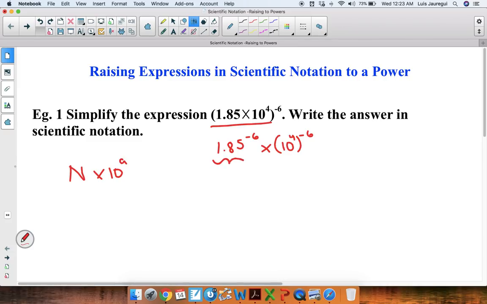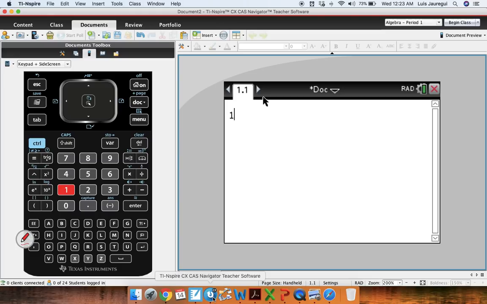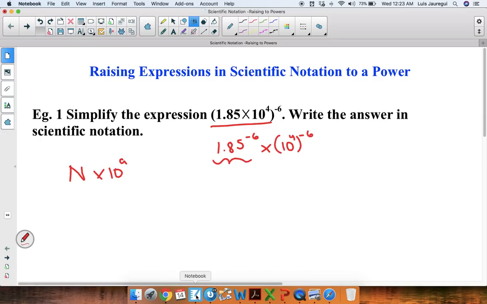Now, for this particular part, we're going to use our technology. So we are going to take the 1.85 and raise that to the negative 6 power. That gives us about 0.0249442. Okay? So we're going to come back and say that part is about 0.024944, and we can include an extra digit in there, times 10.